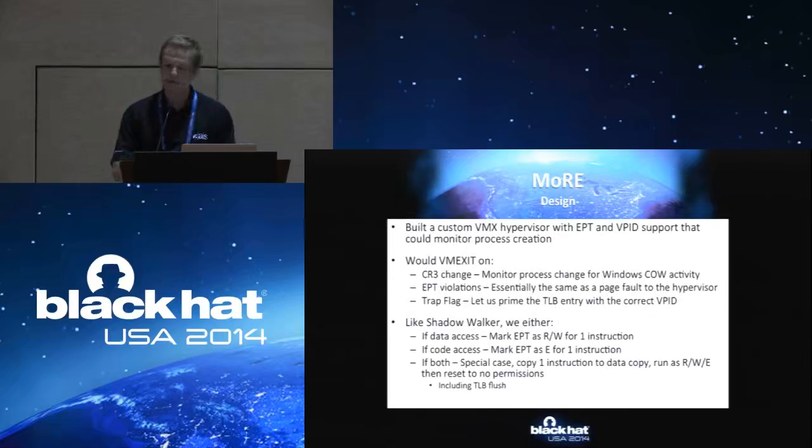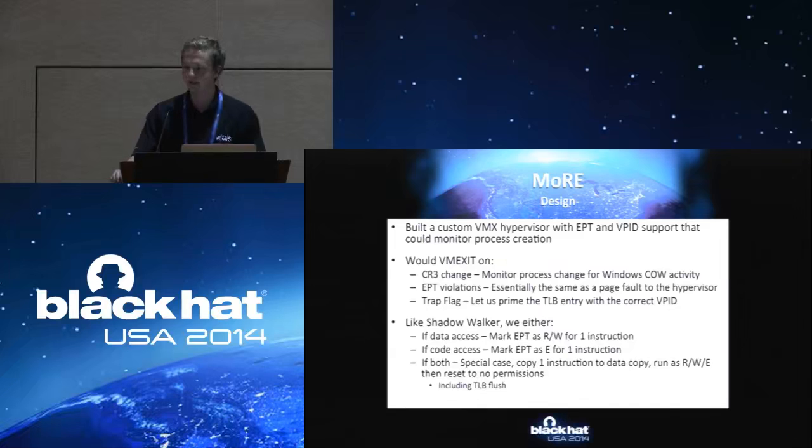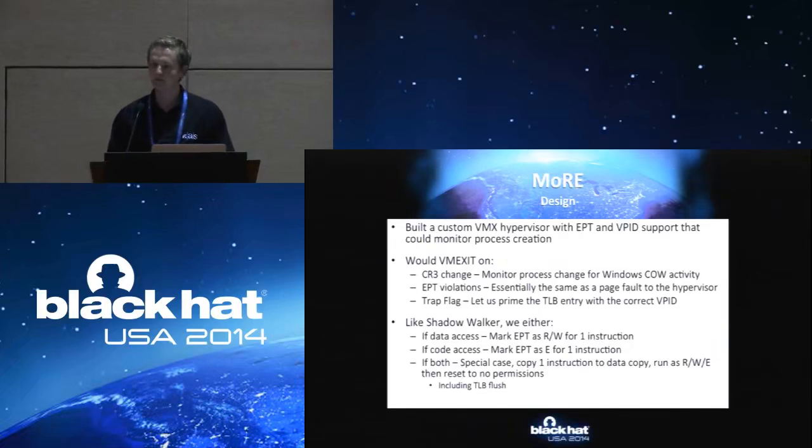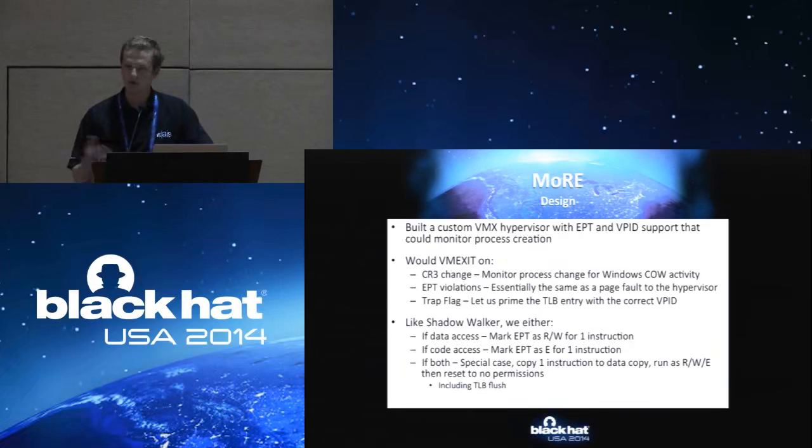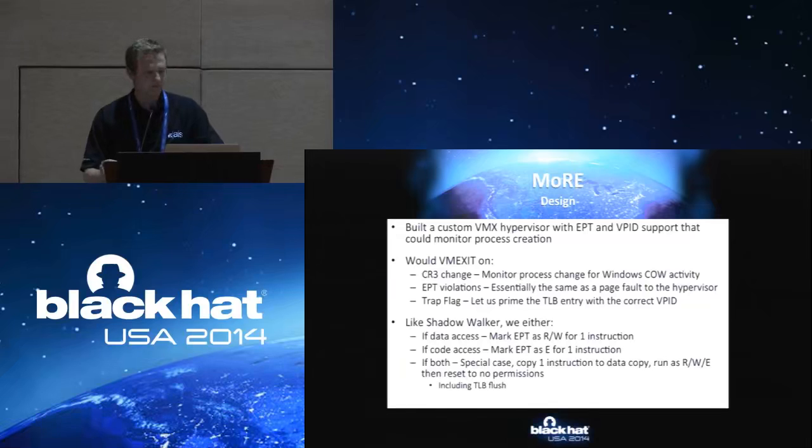In about 2 months, we built a custom VMX hypervisor to which we added EPT and VPID support so that we could monitor process creation. We were doing it all in Windows just to make it nice and easy. We had a list of file names, like test.exe, that we would trap on and want to split the TLB for. And so we would monitor whenever a new process was created. This was all a Windows kernel module.